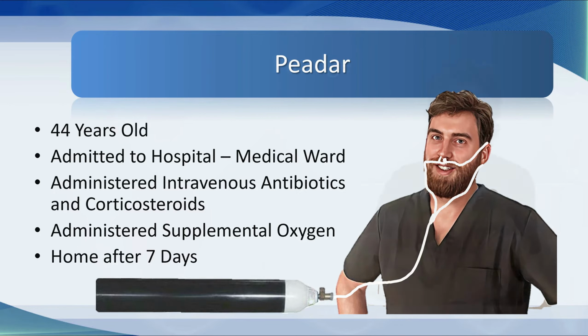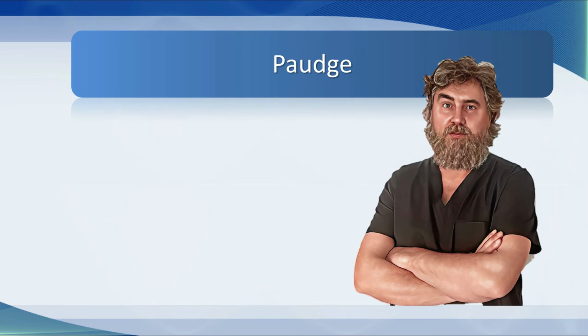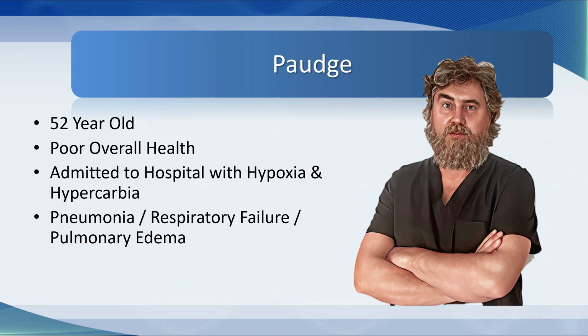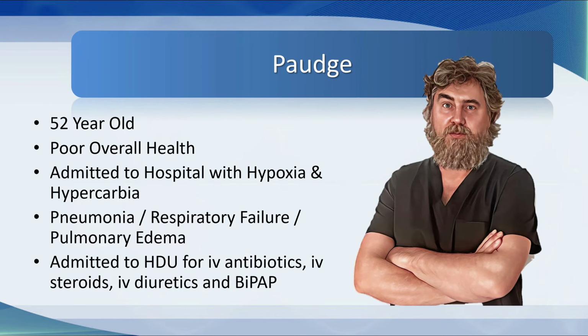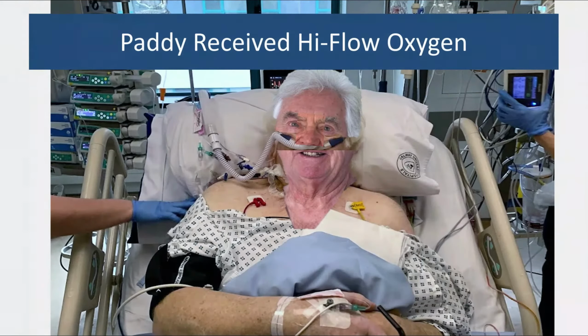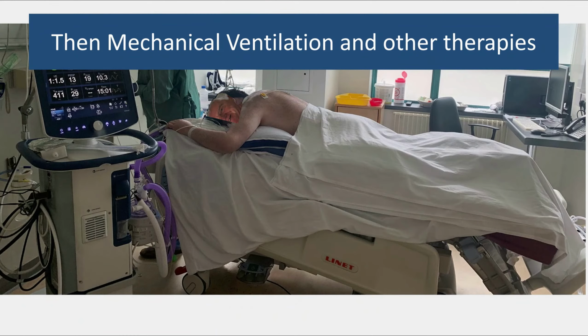His older brother, Podge, remember, alcoholic liver disease and COPD, 52 years old, very poor overall health. He's admitted to hospital with hypoxia and hypercarbia, develops pneumonia, respiratory failure, and pulmonary edema, and he's admitted to high dependency care for IV antibiotics, IV steroids, IV diuretics, and BiPAP, or non-invasive ventilation. Now Paddy, the eldest, the granddad, starts off with high-flow oxygen in addition to all of these other interventions, and then he goes on non-invasive ventilation, then mechanical ventilation and other therapies, and he develops ARDS.